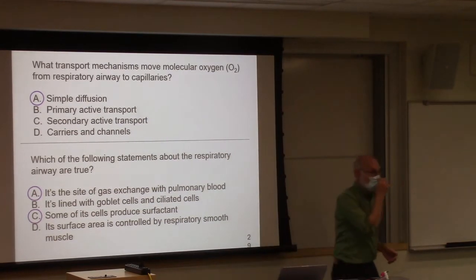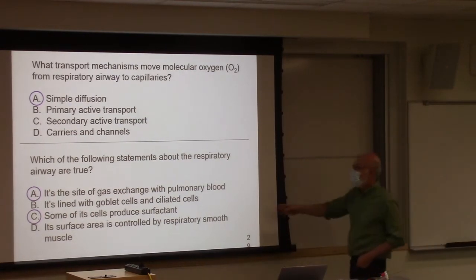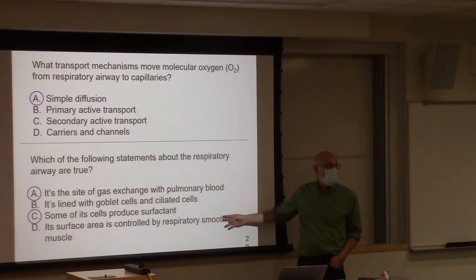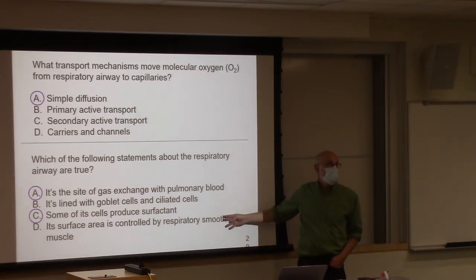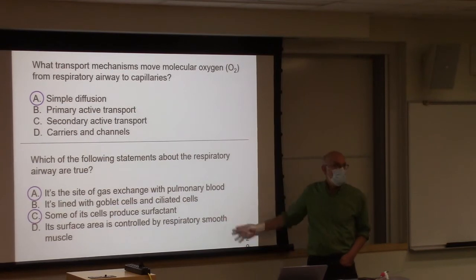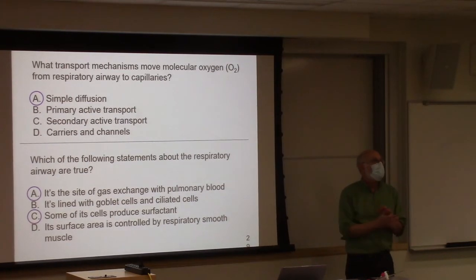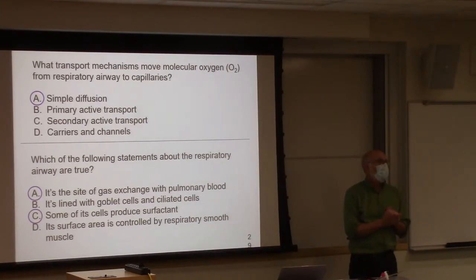So does that mean that the alveoli, since they're not surrounded by smooth muscle, the surface area doesn't function for that? Their diameter is set by development and how they grow, not by smooth muscle.